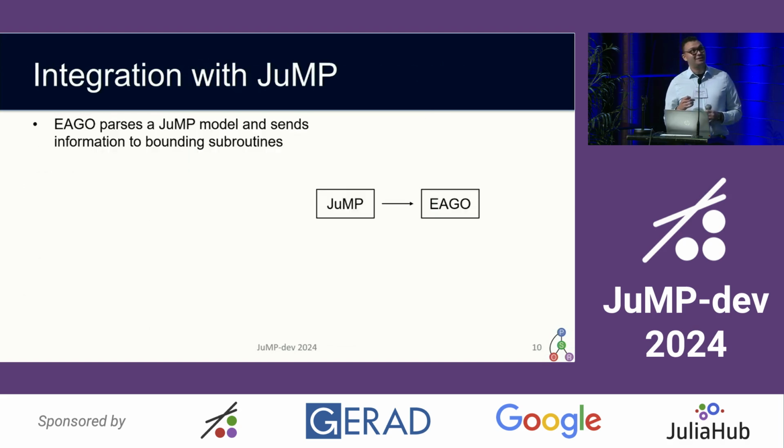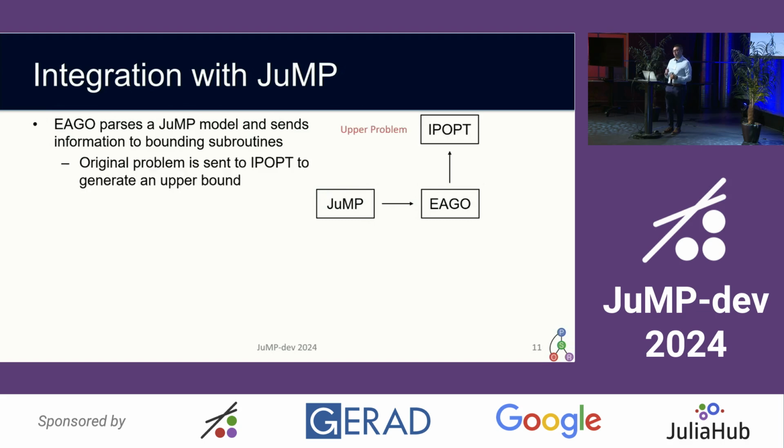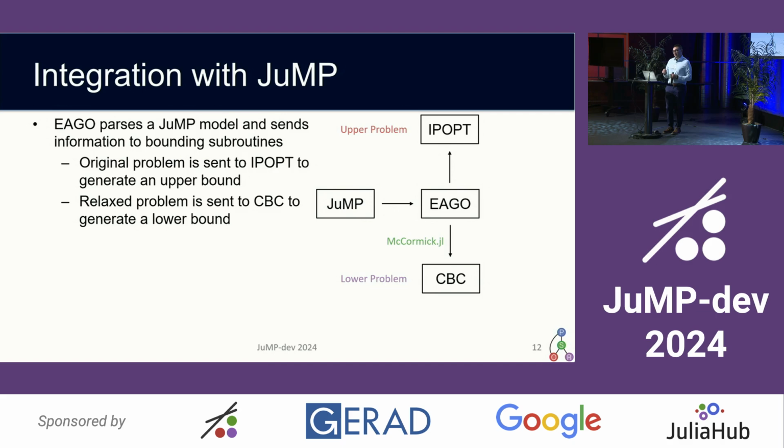Okay. So how does EAGO use JuMP? JuMP's really great because it provides a good user experience, but as a solver, we need to be able to interpret the way that JuMP stores the model and then transform the information to use our specialized routines. So the model goes into JuMP, and EAGO will just send basically the exact same version of the model to IPOpt to generate an upper bound. You can use any other NLP solver if you'd like. Then the problem is relaxed through another package we have, McCormick.jl, and we send it to an LP solver or an MILP solver, depending on the type of problem you're solving. And that's how we get a lower bound of the problem.